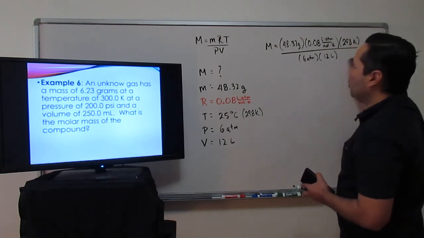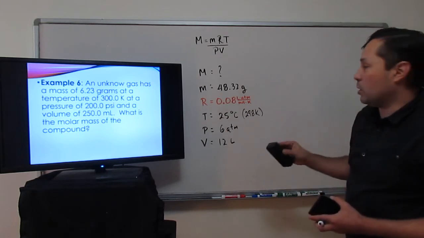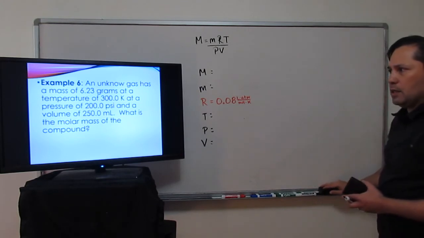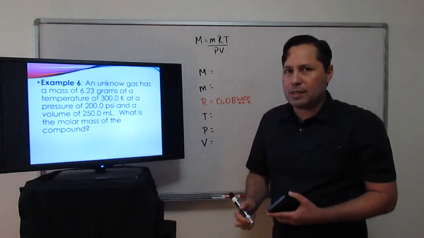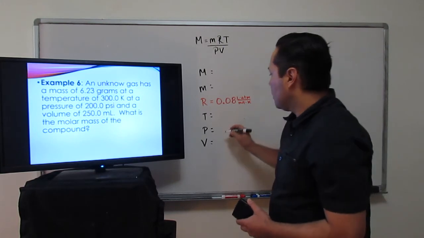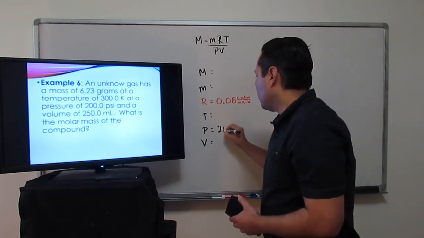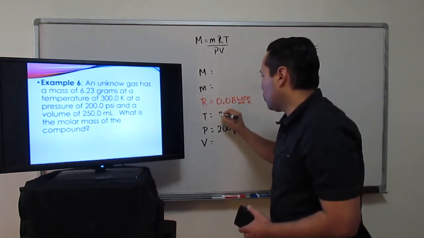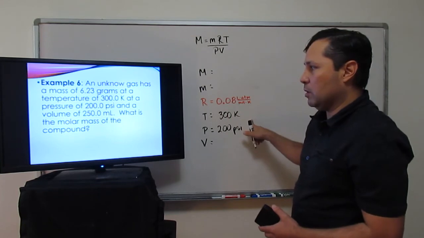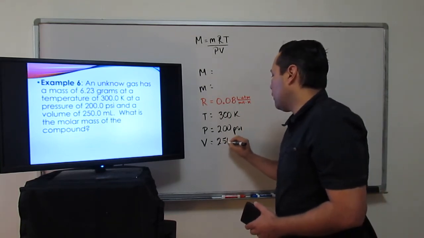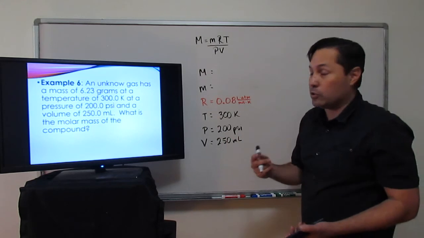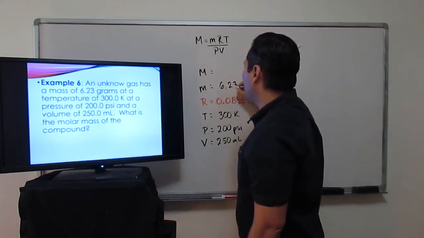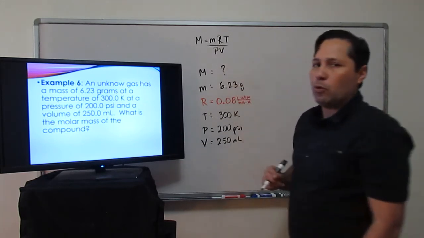To complicate this problem a little bit, you may have noticed that some of the units are not what they need to be. For example, the pressure, they were given 200 psi, but we need it in atm. So I'm going to write that down. We have 200 psi, that's the wrong unit. The temperature is 300 Kelvin, that is a proper unit, good. The volume, 250 milliliters, wrong unit, it needs to be in liters, not milliliters. And the mass is 6.23 grams. Now I want to know what is the molar mass.